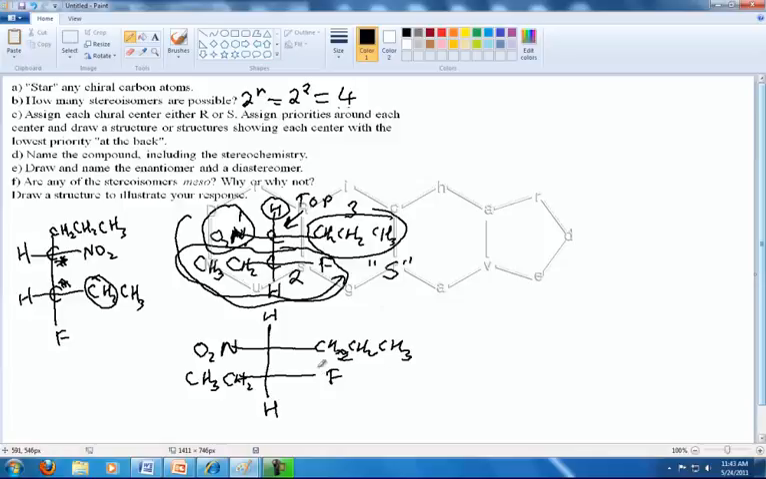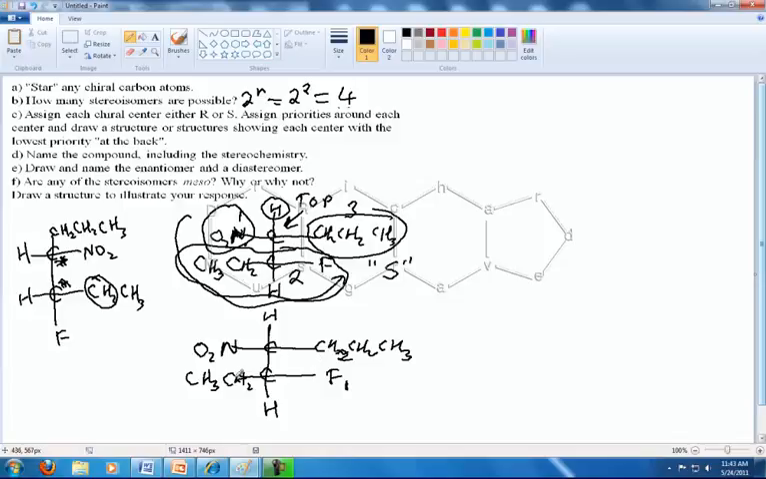Now we're going to focus on the bottom chiral center, that's this one down here. So we look at what's attached to it, and what we see attached is an H, a C, and an F. Now out of the H, the C, and the F, we know the H is lowest priority. The F will take number 1 because it's heavier than the C.